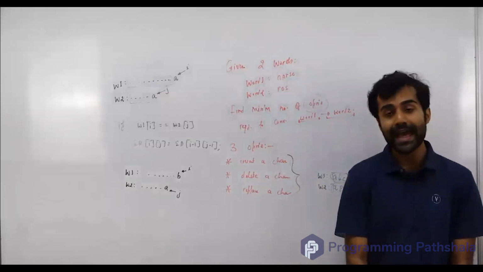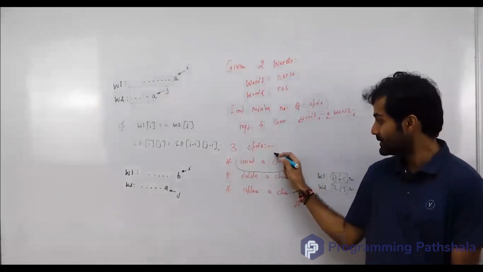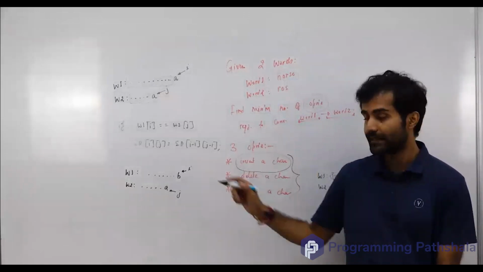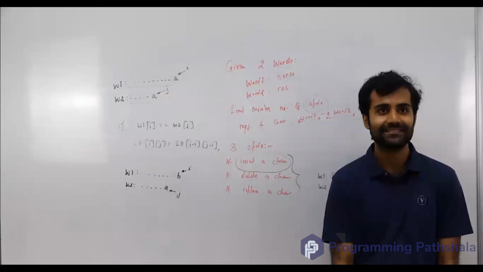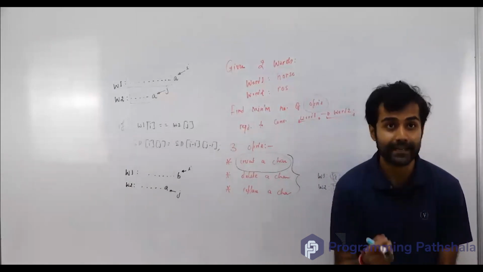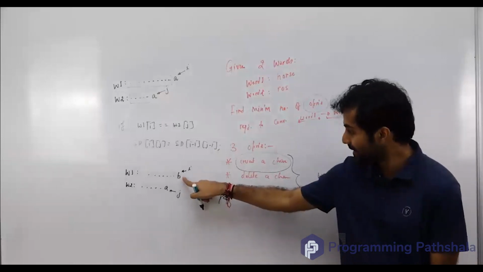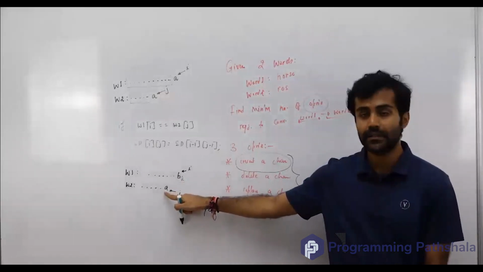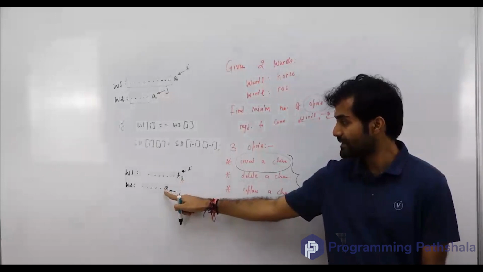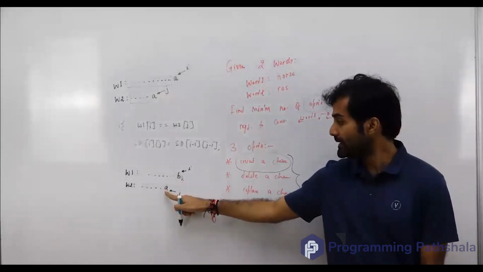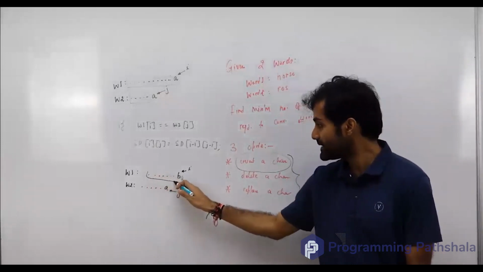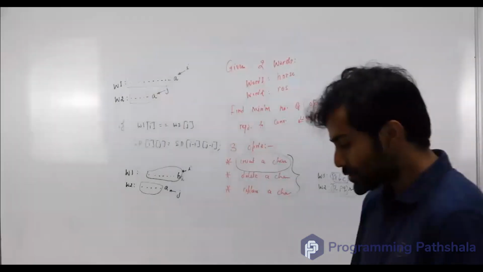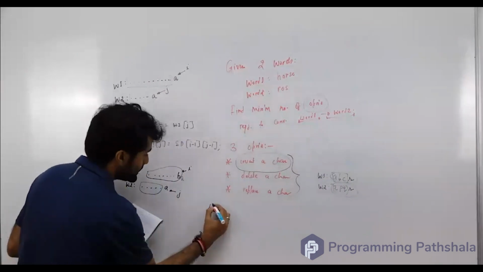The first choice could have been to insert a character. What character would you want to insert in word 1, if at all you want to insert? What character? You'd want to insert A. Because if you insert an A right after this B, then that A will start matching with this A. The moment this A starts to match with this A, then you can now easily focus on finding the edit distance of remaining part of word 1 with remaining part of word 2.